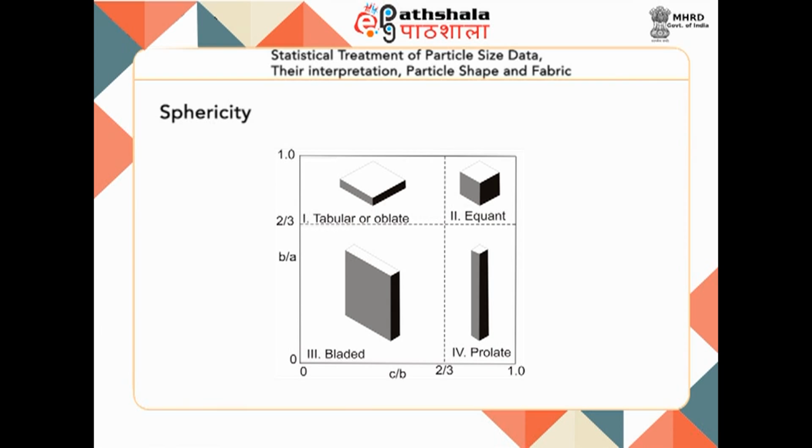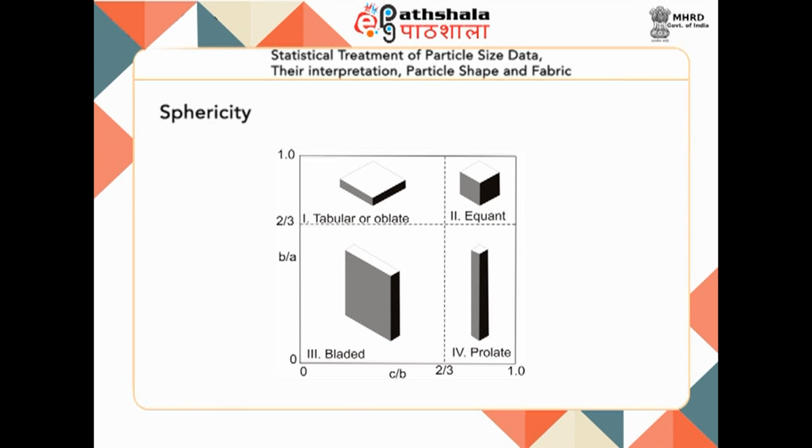To simplify this process, Zingg classified 4 shapes of grain on the basis of B by A and C by B ratios, where A, B and C represent length, breadth and thickness of a grain. The 4 classes defined thereby are oblate, prolate, triaxial and equiaxial. As described in the following diagram, you can see all the 4 shapes.